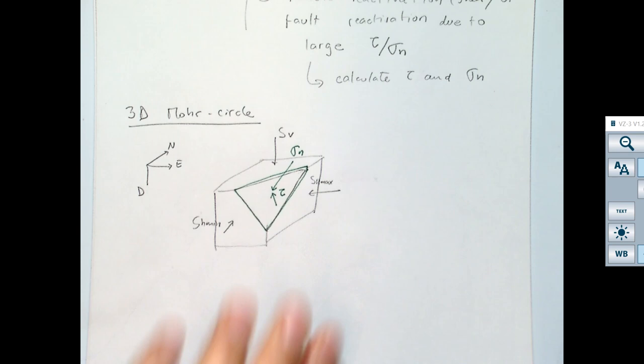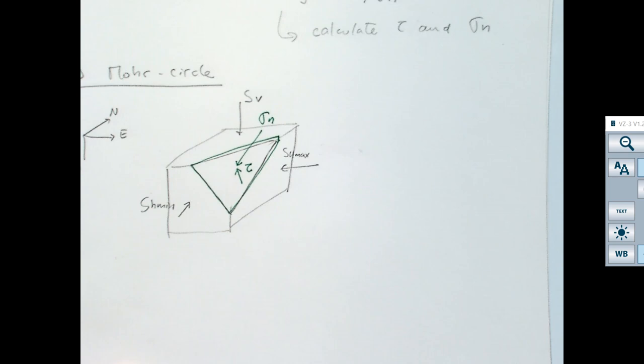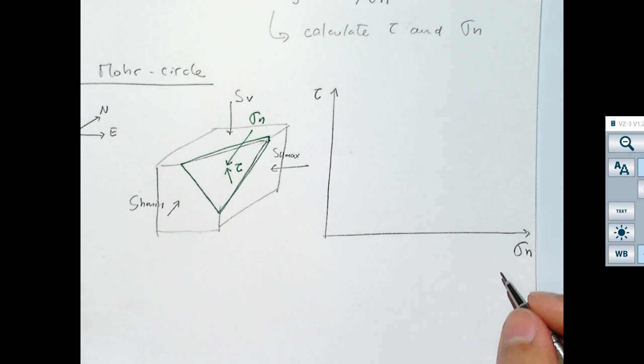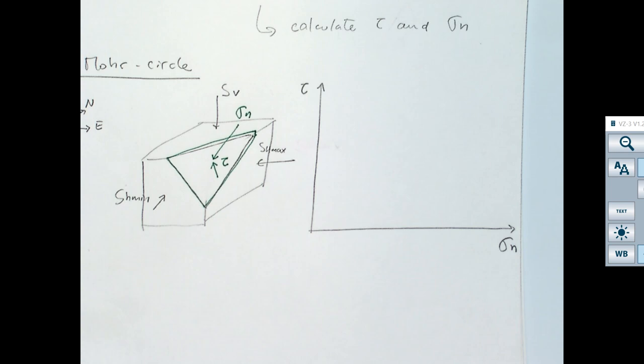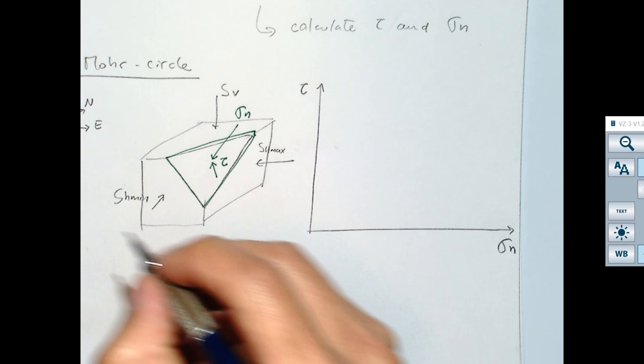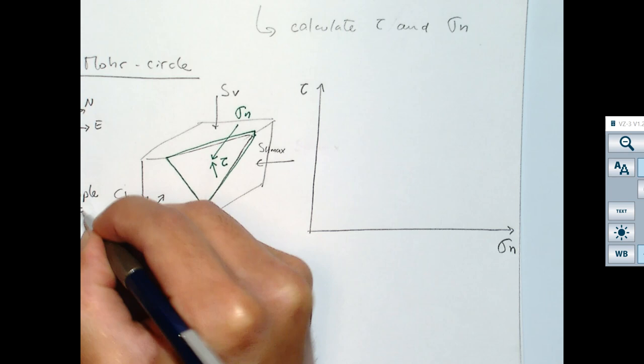Okay, so how do we do that? We're going to do it with the Mohr circle. Basically, in the Mohr circle, we always draw normal stress in the x-axis and shear stress in the y-axis. Since this is a 3D Mohr circle, it is taking the state of stress in three dimensions. And because in three dimensions I have three principal stresses, there are going to be three important points in this 3D Mohr circle. But before we do that, let's start with two points, okay? Let's say that in this case, this is normal faulting. This is just an example, okay? It could be different, it could be strike slip, it could be reverse faulting, it could be anything.